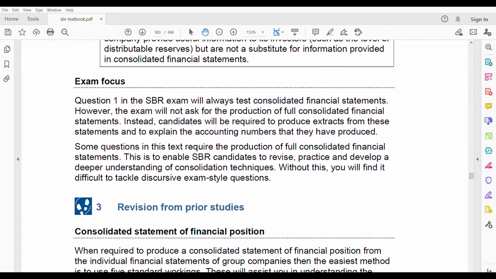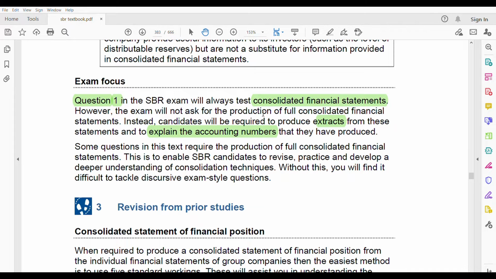Next, exam focus. Question 1 is always in consolidated financial statements only. So you need to remember this. So when you're preparing, also start with group accounting first. I covered all the questions on group accounting from your revision kit. So most of you must have seen those and got an idea now, an overview of how it goes. And the exam will never ask you for making full consolidated financial statements. They will never ask you that. Maybe extracts. You might be required to produce extracts. And also you have to explain the accounting numbers, why it is like this and all.